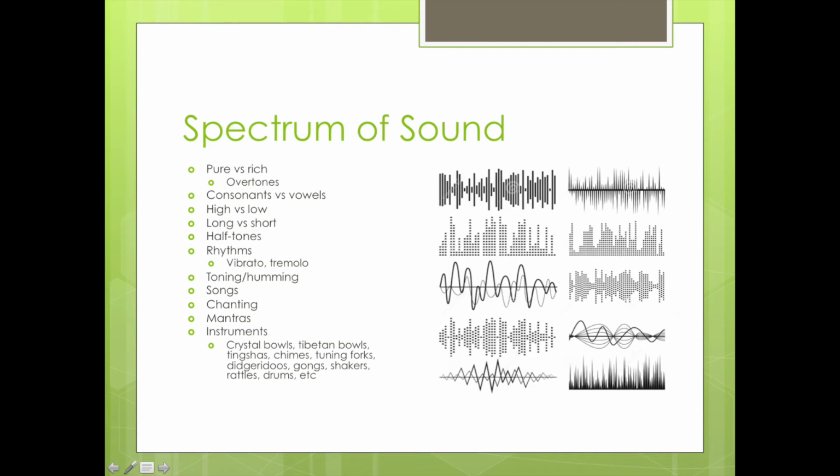We can tone or hum. We can use songs or chanting or mantras or instruments such as crystal bowls, Tibetan bowls, tingshas, chimes, tuning forks, didgeridoos, gongs, shakers, rattles, drums, etc. And these instruments are common in healing practices, but obviously there are numberless ways of generating sound. Additionally, we have synthesized sounds, tone generators, human sounds, animal sounds, nature, and weather.